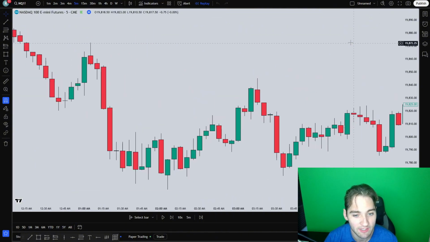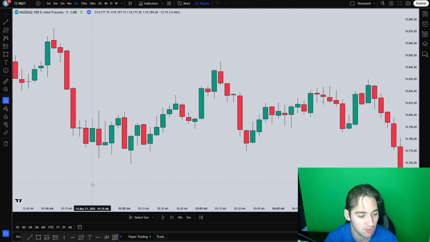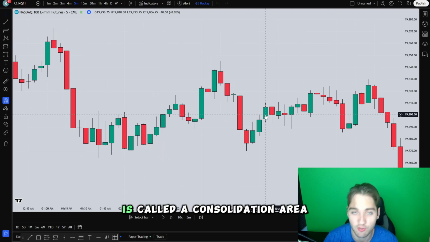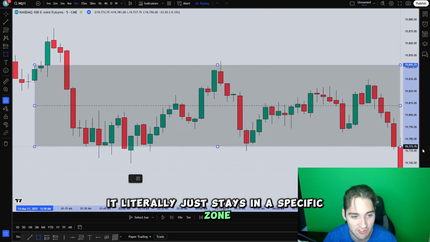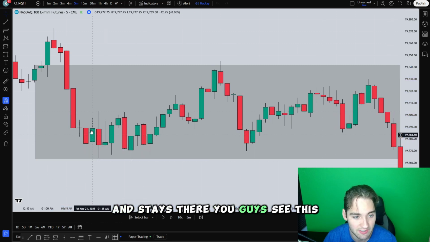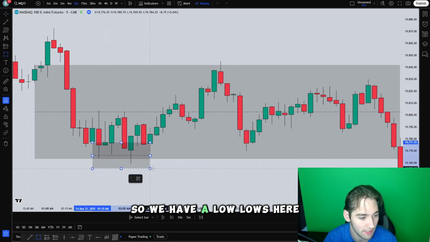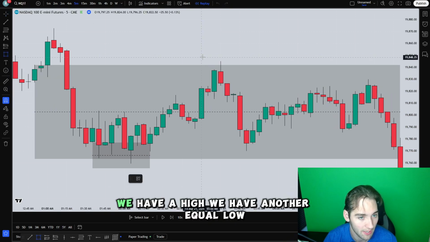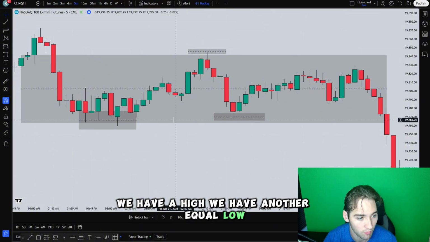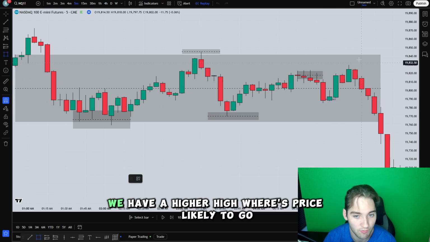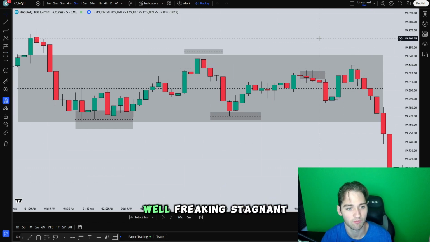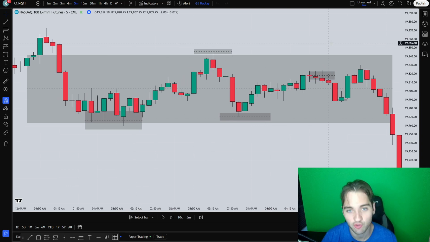we're going to go ahead and look at another way the market moves. Another way the market moves is called a consolidation area. It's stagnant. It literally just stays in a specific zone. You guys see this? We have a low here, we have a high, we have another equal low here, a lower high here, a higher low here, and a higher high. Where's price likely to go? Well, stagnant. We cannot trade off of this.